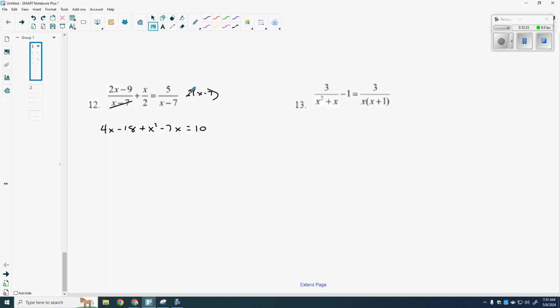X minus 7 cancels, what's left? 2 times the top. The 2's cancel, what's left? X minus 7 times the top. X minus 7 cancels, 2 times the top. It's quadratic, set it equal to 0. Minus 3x minus 28.